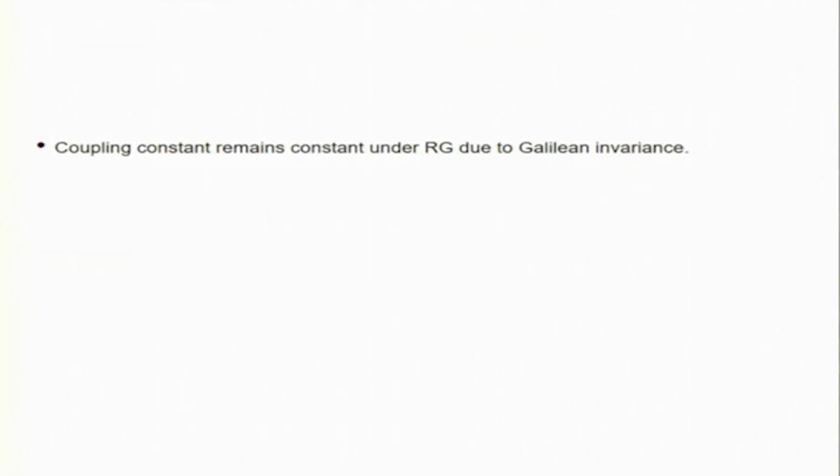Two more things. The coupling constant remains the coupling constant, unchanged under RG, and that is due to symmetry. And the equilibrium solution has 0 flux, and this nu_n is not altered; it remains constant.